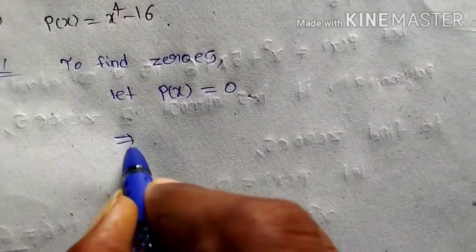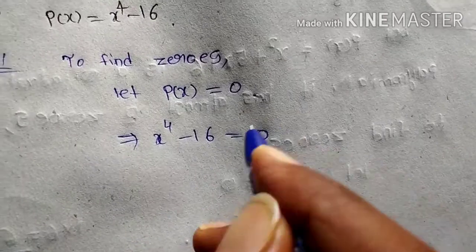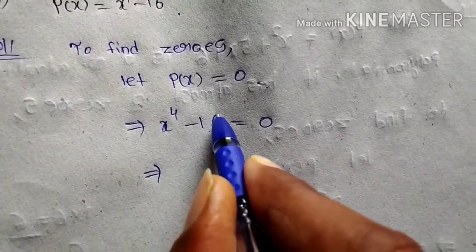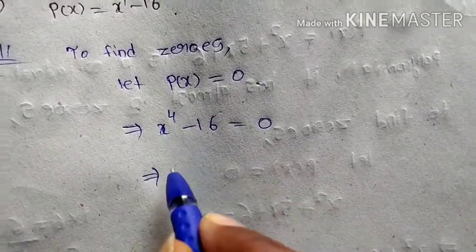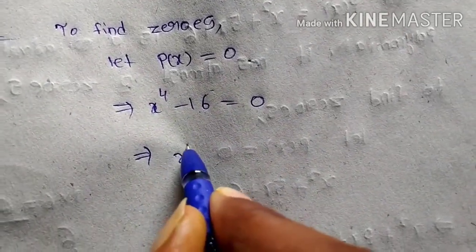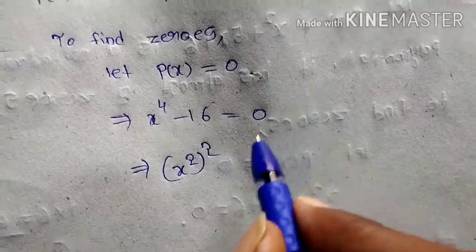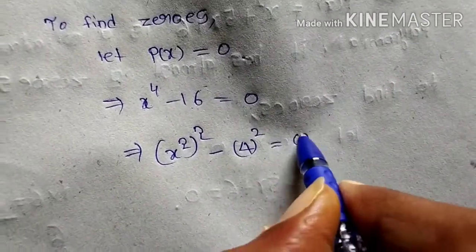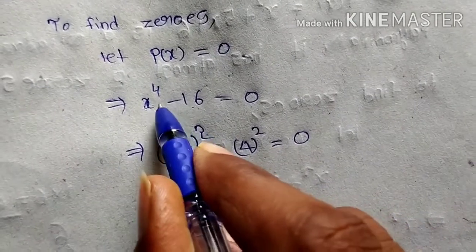That means you can write here x to the power 4 minus 16 is equal to 0. We cannot find the roots directly, so see, 16 can be written as 2 to the power 4. Yes, x to the power 4 means you can write simply x to the power 2 whole square. Can I write or not? Yes, you can write minus 4 square. 4 square is 16 only. X to the power 2 whole power 2 means it is x to the power 4.